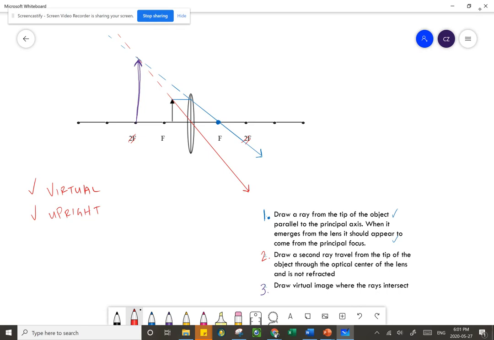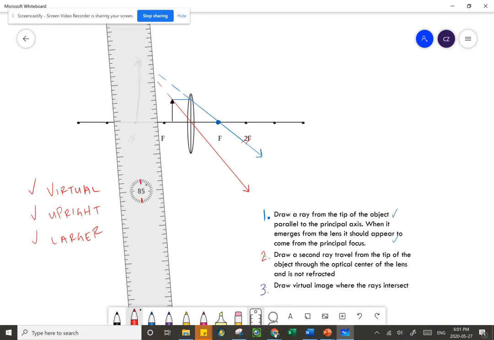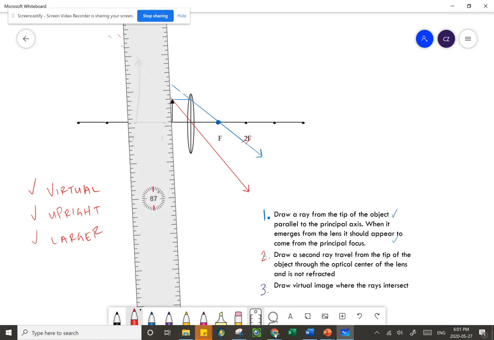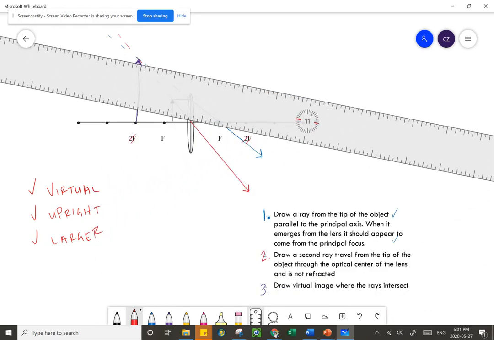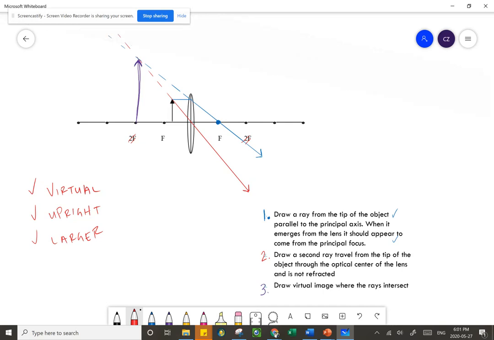Okay, and we would say it's larger. Again, if you were asked to actually calculate the magnification, you could take your ruler, measure how tall the initial object is, measure how tall your image is, and calculate your magnification. You are asked to do that on your worksheet. If you don't remember how to do magnification, you can go back and look at last week's lessons when we went through those examples. Okay?